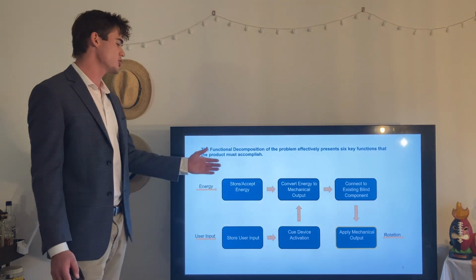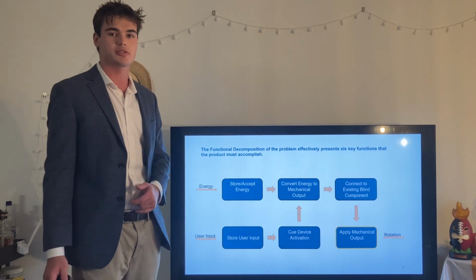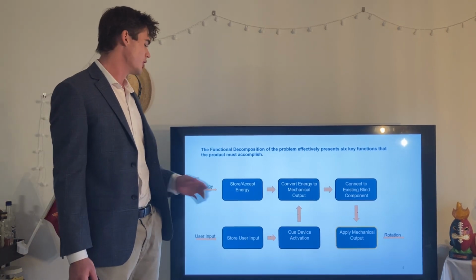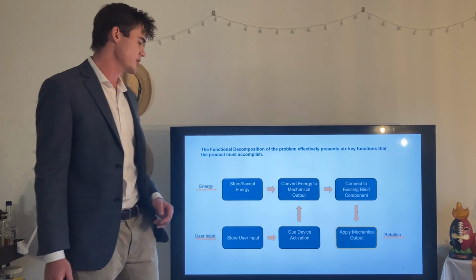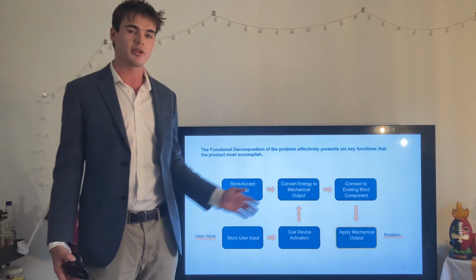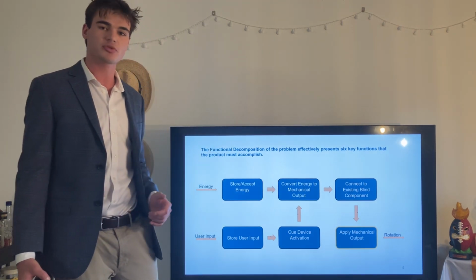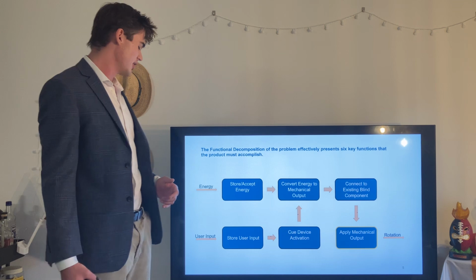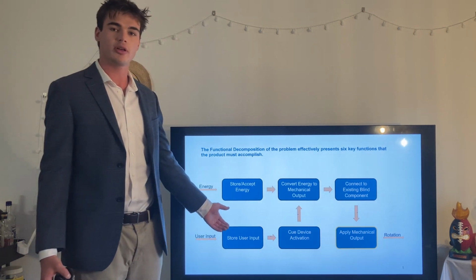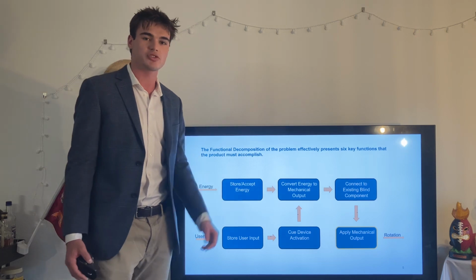Moving on, we did a functional decomposition of the problem in order to present the 6 key functions of our product that need to exist in the final solution. First off, the product must store and accept energy, convert that energy to mechanical output, connect to an existing blind component, therefore retrofitting it, apply mechanical output which rotates the blind twist rod and opens and closes the blind, and also it must take the user input which defines the time which the blinds must open, and then cue the device actuation.